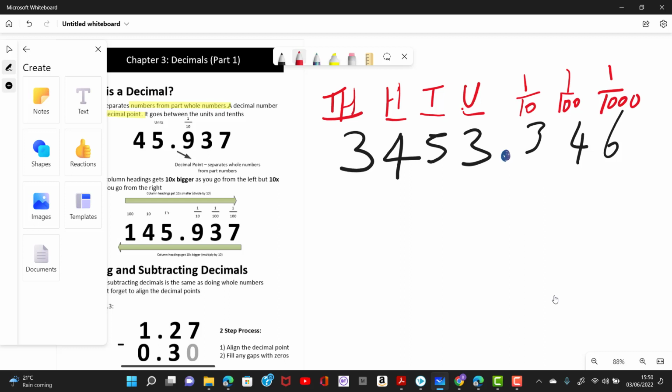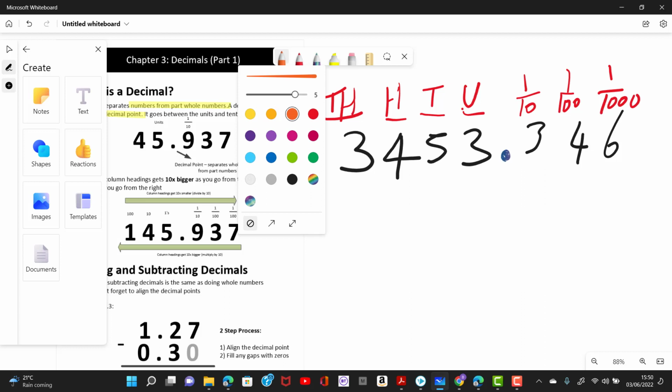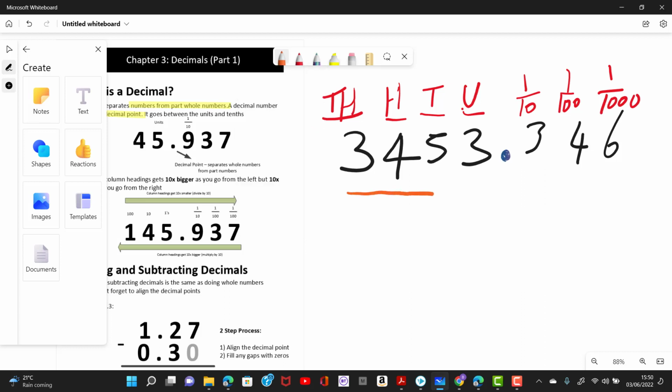Okay, and what will happen is, let's change color again. Actually, we'll make it consistent with the book. Here, the numbers are getting 10 times bigger. So, how many units are there in a 10? 10. How many tens are there in 100? 10. How many hundreds in 1,000? 10. So, each time, it's going times 10, times 10, times 10.